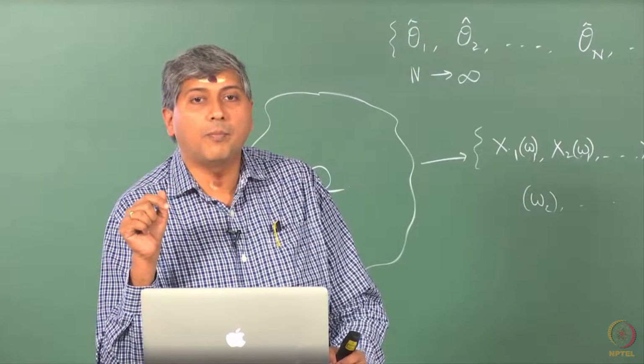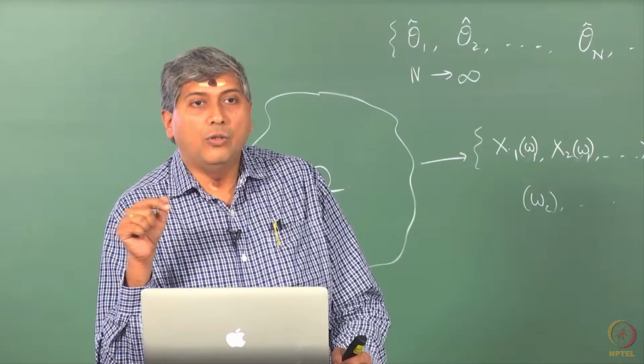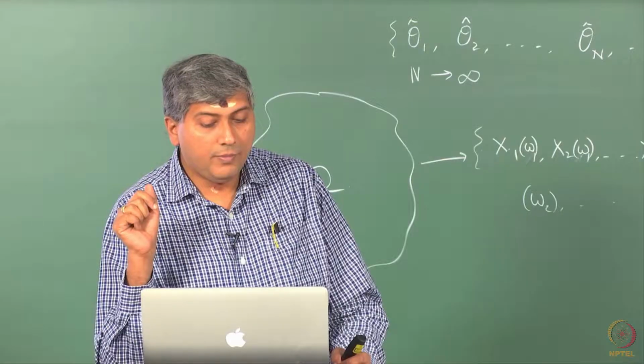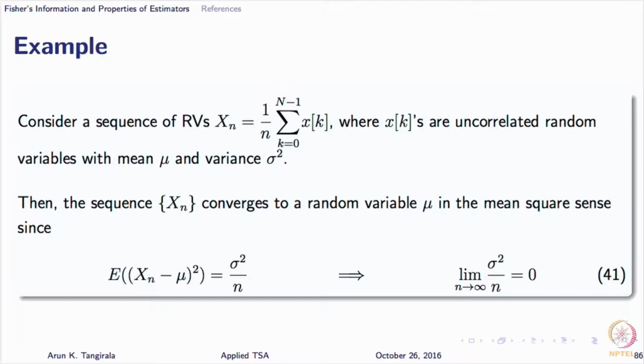So, let us talk about this example here, which is concerned with mean square convergence. Again, we turn to the example of a sample mean. Assume that you are computing the sample mean from observations that are uncorrelated, and we know that the variance of the sample mean is sigma square over n, right. And what mean square convergence is essentially looking at is whether, for this problem, the sample mean converges to the true mean mu.